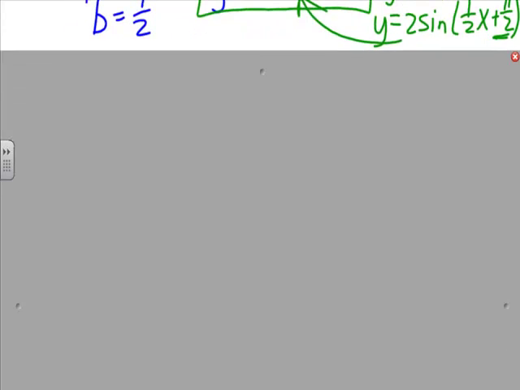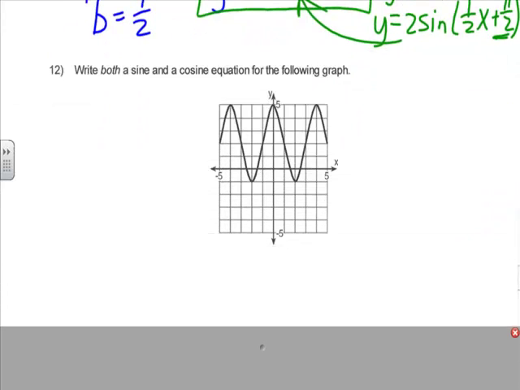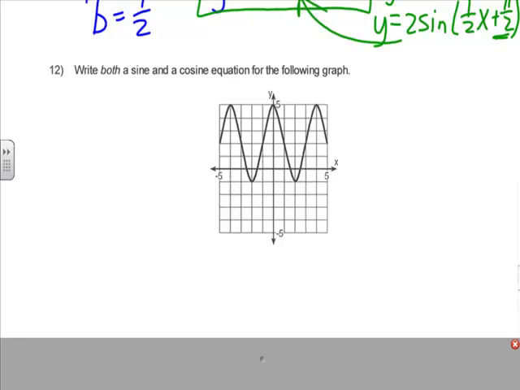Next problem. Just more practice. Once again, if you're in the zone, feel free to skip ahead. Also, though, I really suggest you stop the video and try on your own these various problems. Okay, so write both a sine and a cosine equation for the following.